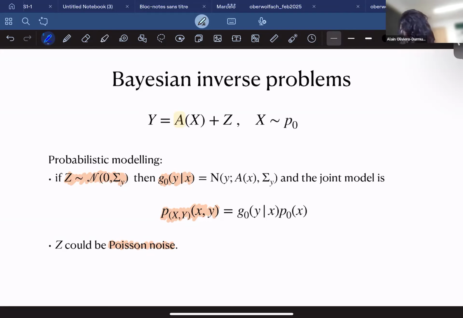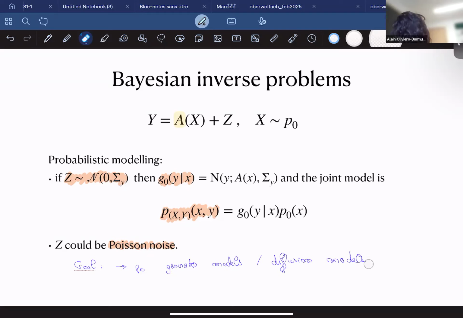Here, the goal is to consider the case where P0, my prior, is a generative model, and in particular a diffusion model. So I'm supposing that I have a pre-trained diffusion model and I use it as a prior to solve my inverse problem.